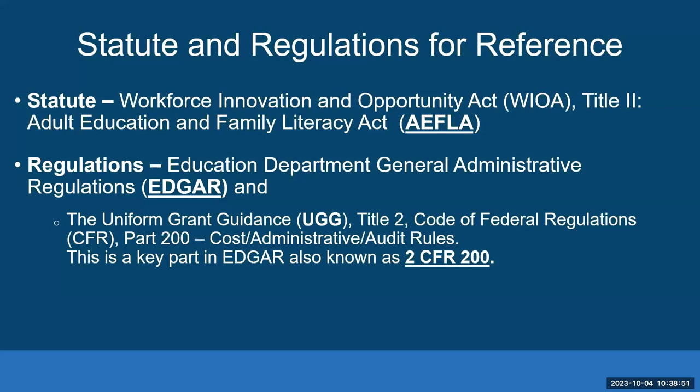Then back in 2015-16, the Uniform Grant Guidance, they combined all the circulars and became one set of requirements for all federal awards issued by the federal government. So EDGAR incorporated the Uniform Grant Guidance, which is going to be referred to as Part 200 or 2 CFR 200. So again, recipients of AEFLA funds must comply with these requirements. As administrators, you will need to be familiar with this and refer to this when you are planning to spend funds, when you are developing your budgets.